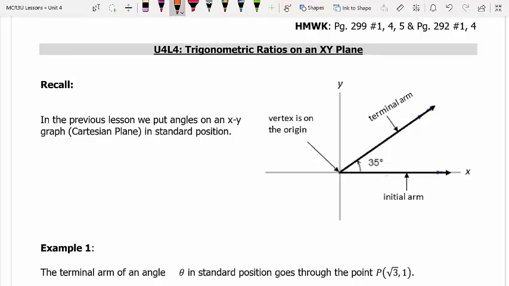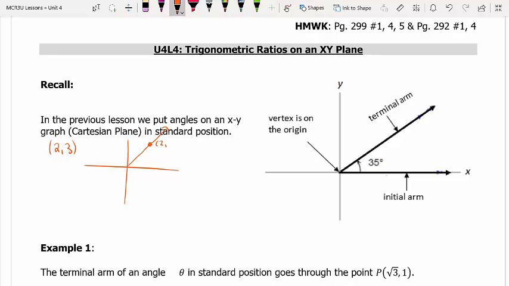So putting angles on our Cartesian grid or an XY plane is great, because if we're given a point, we can actually generate a terminal arm, right? If I told you that point (2, 3) is on the terminal arm of an angle drawn on an XY plane, it's very easy to replicate that angle. So all you would do is, on your graph, you'd find point (2, 3), and then since it said in the question that point is on the terminal arm, you draw your terminal arm.